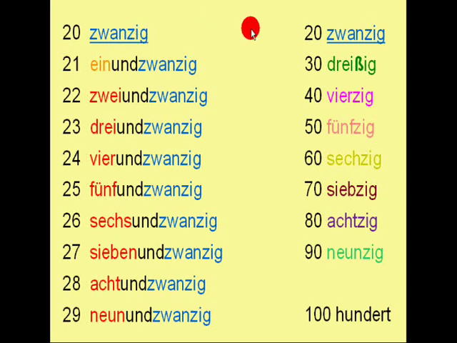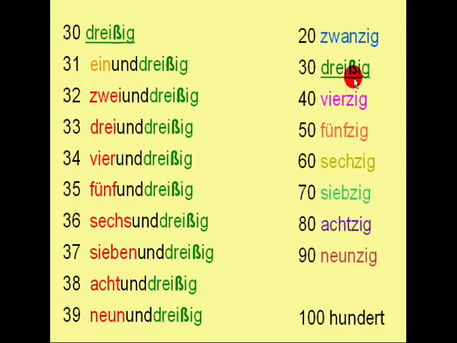So we read this like 21, 22, 23, 24, 25, 26, 27, 28, 29. Then we have 30. But only this number has a German letter scharfes S or SZ. So we say 30 instead of 30. We speak it like a double S.